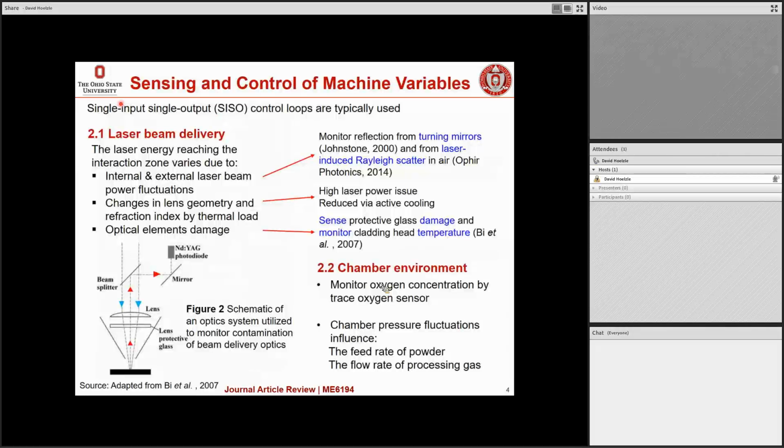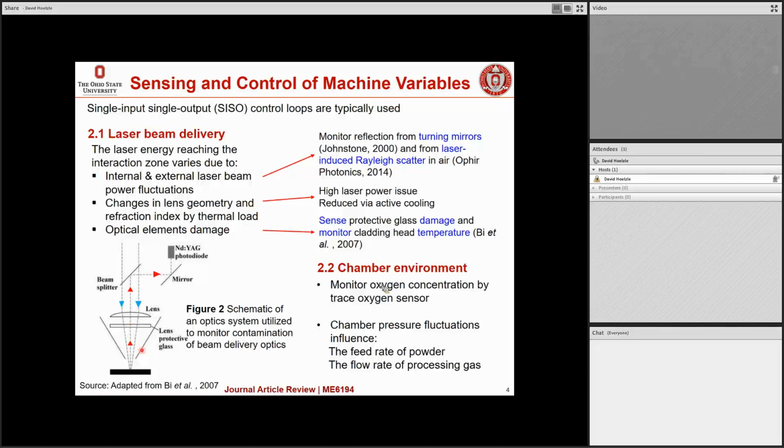And the first section is about the laser beam delivery. The laser energy variation can be due to three reasons. First is the internal and external laser beam power fluctuations. For these, researchers have developed two methods, tuning mirrors or relay scatter, to control it.